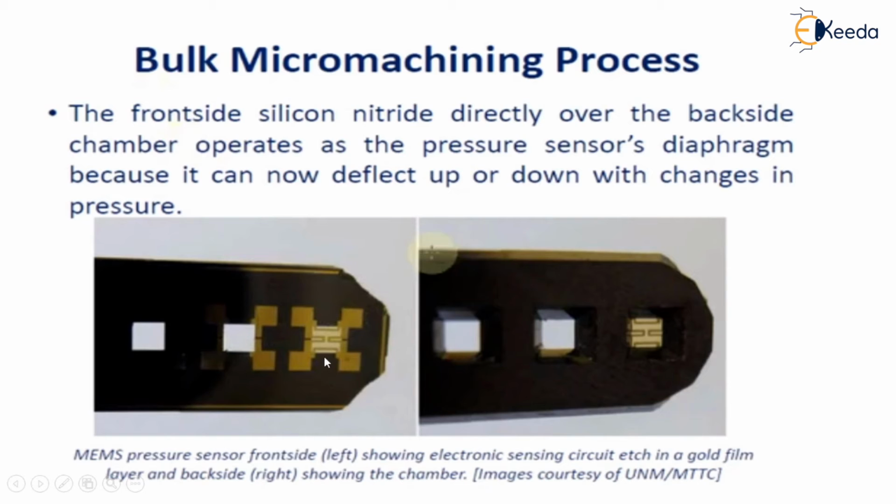The left one is the front side and the right one is the back side. If you observe the MEMS pressure sensor front side, that is left, it shows the electronic sensing circuit etched in a gold film layer, while the back side, that is right, shows the chamber. So this is how the pressure sensor is shown in this format.